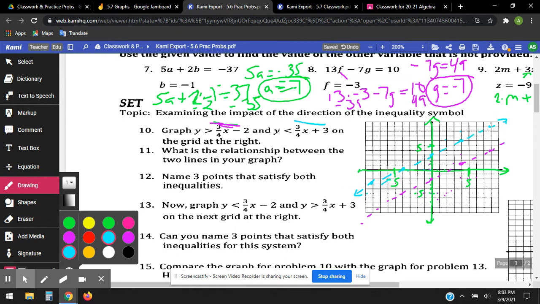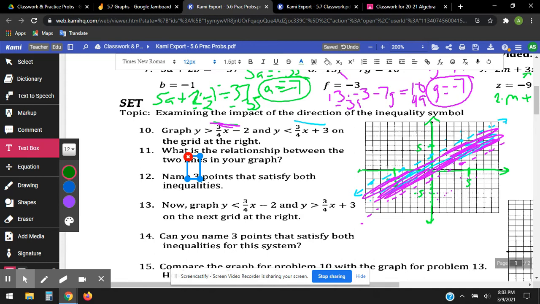But this one needs to be less than. So I want everything inside here because my purple is everything greater than. So it's really all the space in between these two lines. So what is the relationship between the two lines on the graph? Well, these two lines are parallel. I know that because my slopes are the same, so that works.